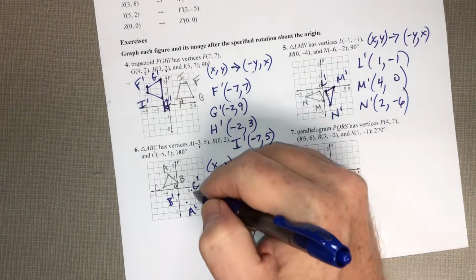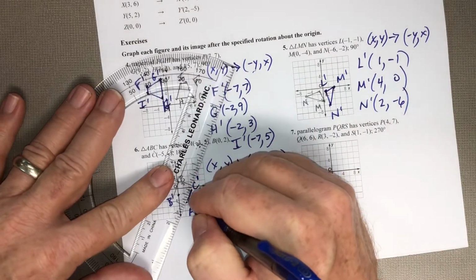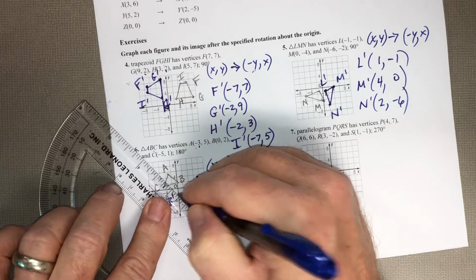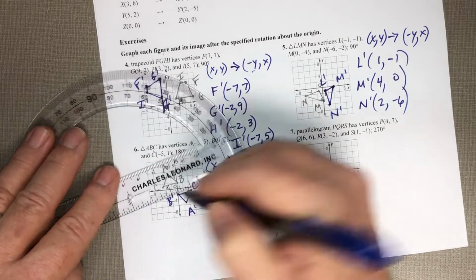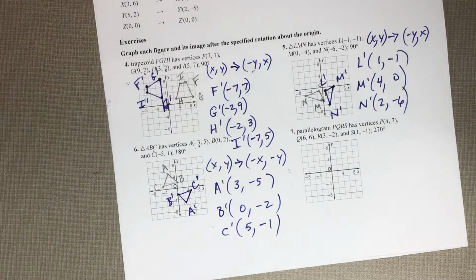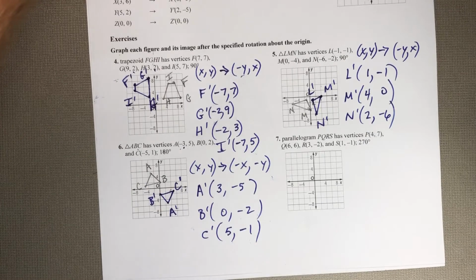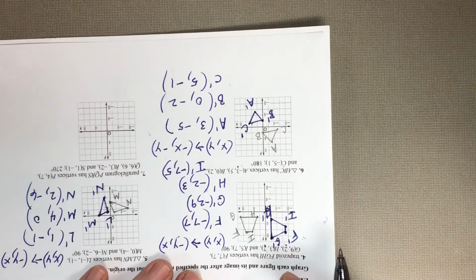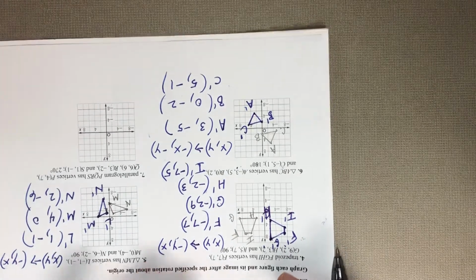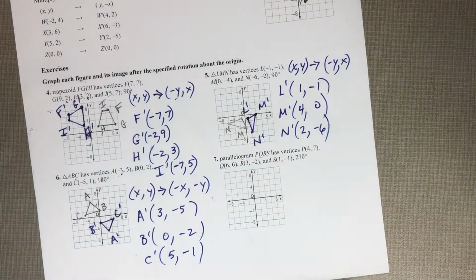And then I can connect C prime to A prime to B prime, and B prime to C prime, and I will have that triangle rotated 180 degrees. And by the way, if you were to rotate your paper 180 degrees, you can see it's the same graph that would be there, except the name of the points would be upside down. Okay? All right.